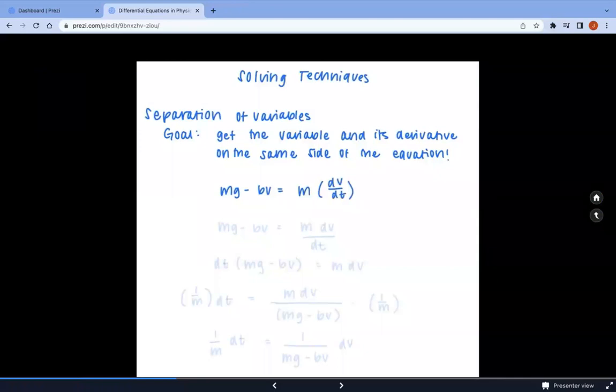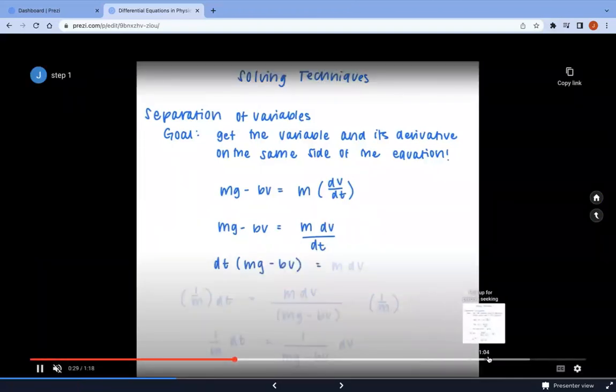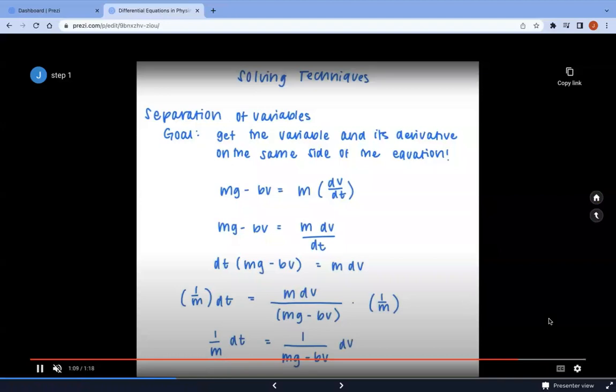So let's distribute out dv and dt, and then manipulate our equation to get bv and dv on the same side. We'll move m over to the side of dt since that has no variable attached to it. Once we distribute our variables, our final equation will be 1 over m times dt is equal to 1 over mg minus bv times dv.